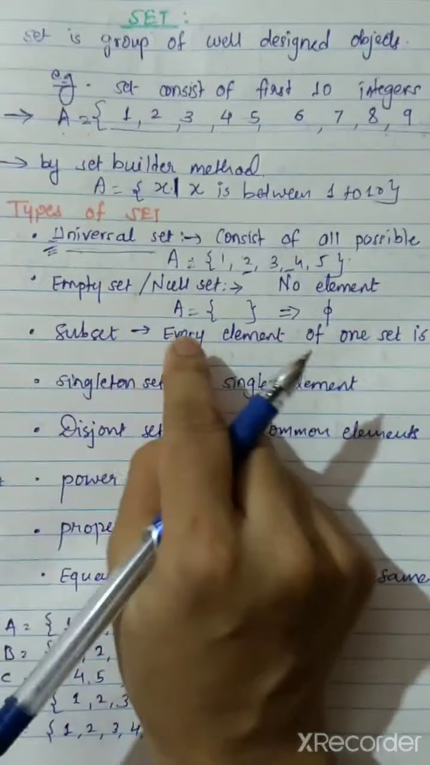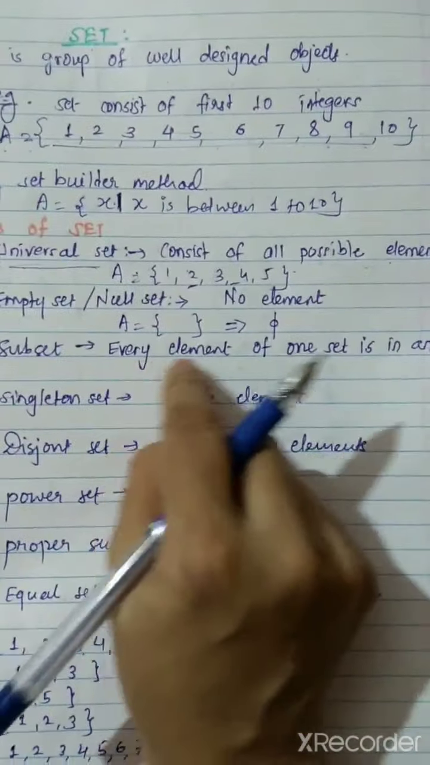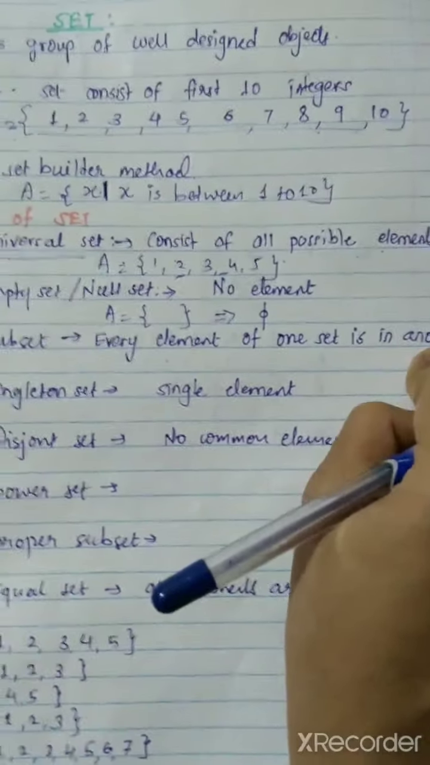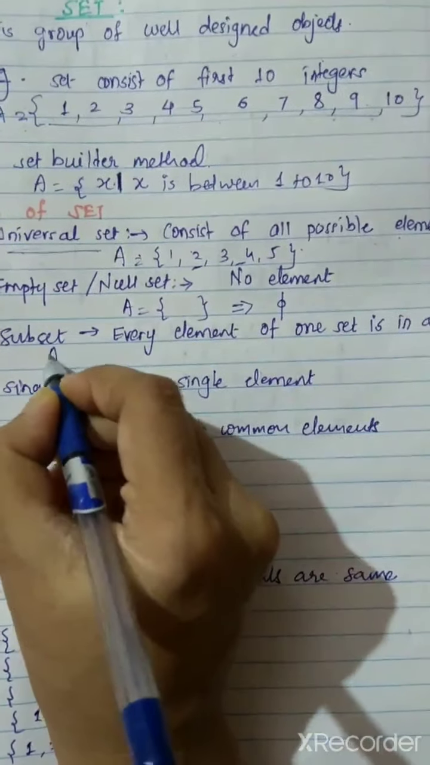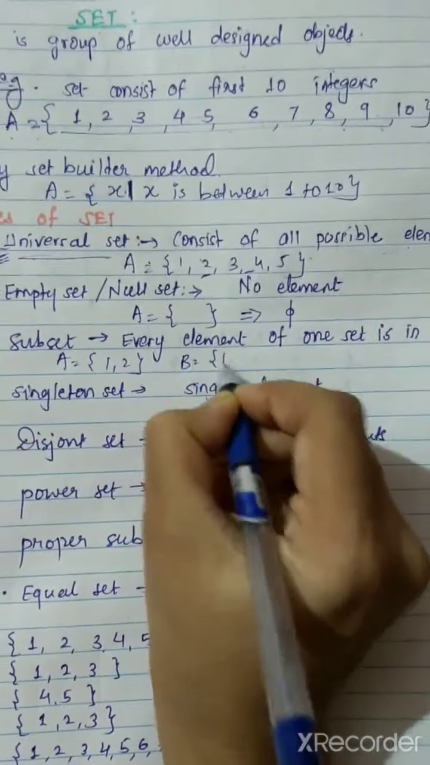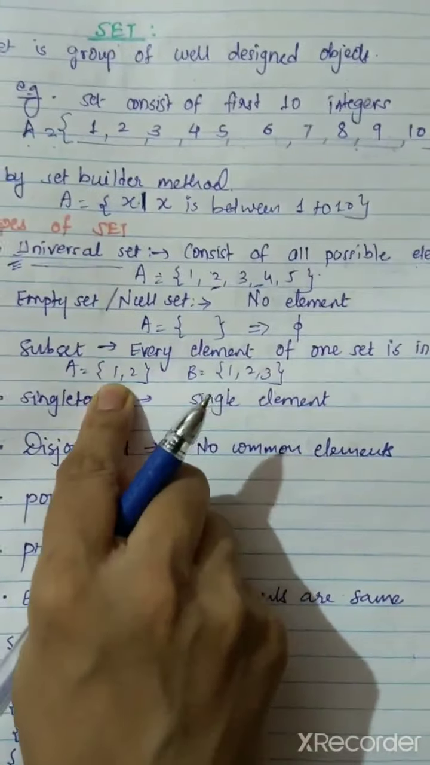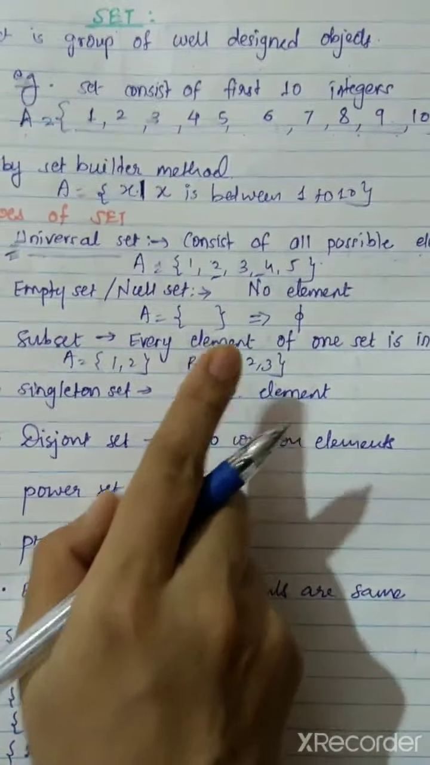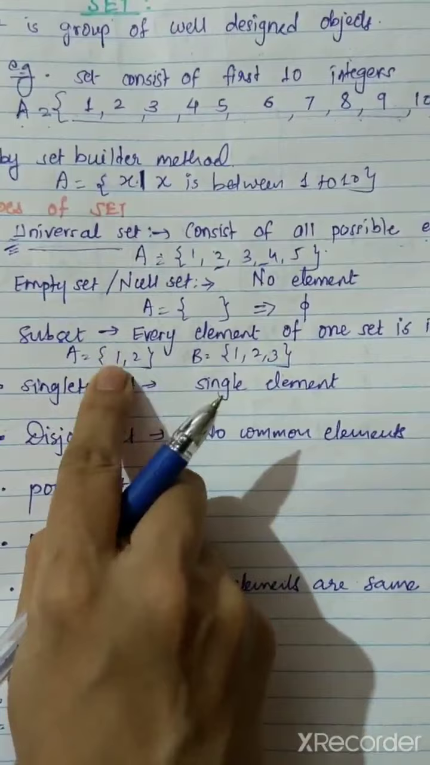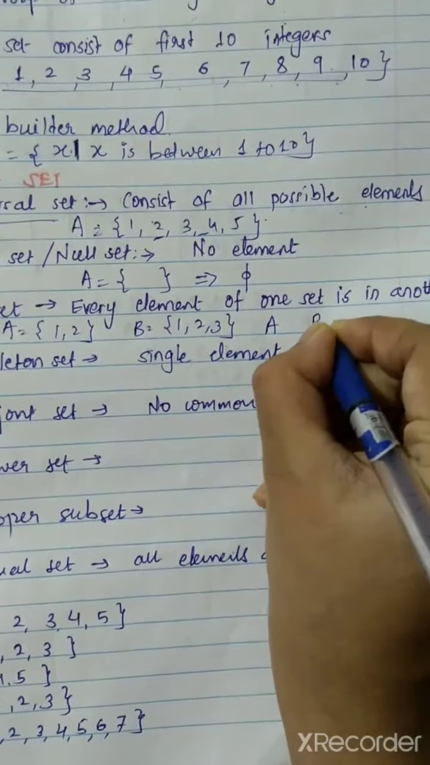Subset. Every element of one set is in another set. For example, if we have A as {1, 2} and B as {1, 2, 3}, every element in A is there in B. I'm repeating again: every element in A, 1 and 2, is there in B. So A is a subset of B.